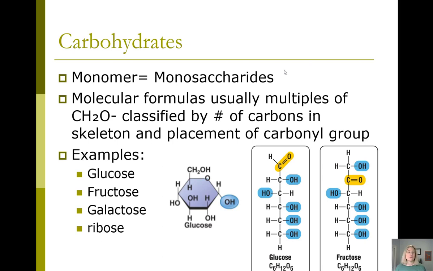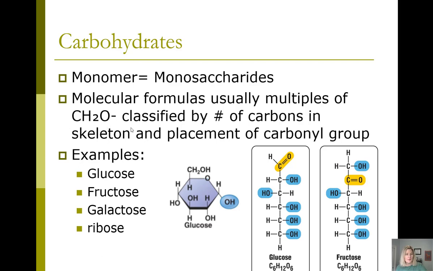So the monomer for carbohydrate is the monosaccharides. And what's interesting about the monosaccharides is that they have a very unique molecular formula that makes them up. So they are always in the same ratio of 1 carbon to 2 hydrogens to 1 oxygen. So basically, if we have a 3 carbon ring, so that would be C3H6O3. So it's always going to be in that same ratio where the carbons and the oxygens will be the same, equal each other, and then there's always twice as much hydrogen.